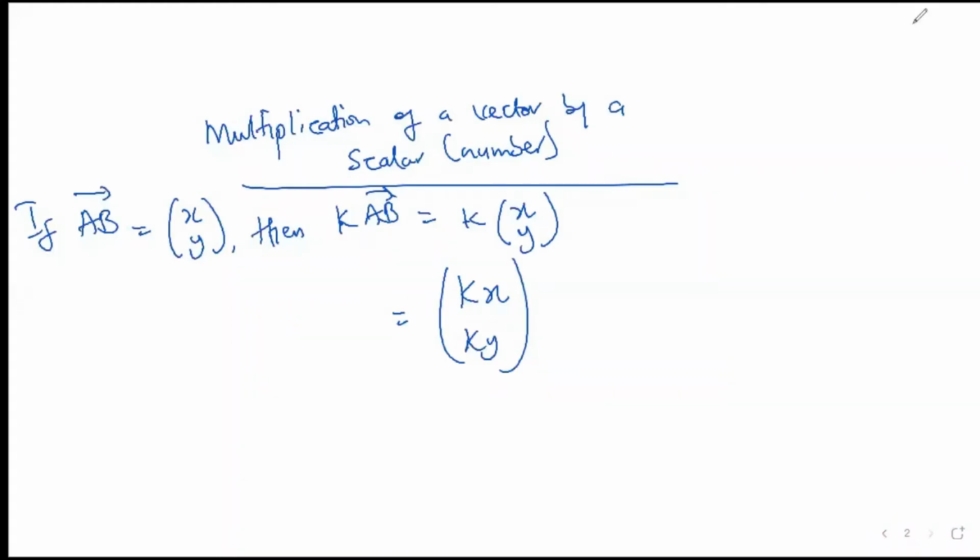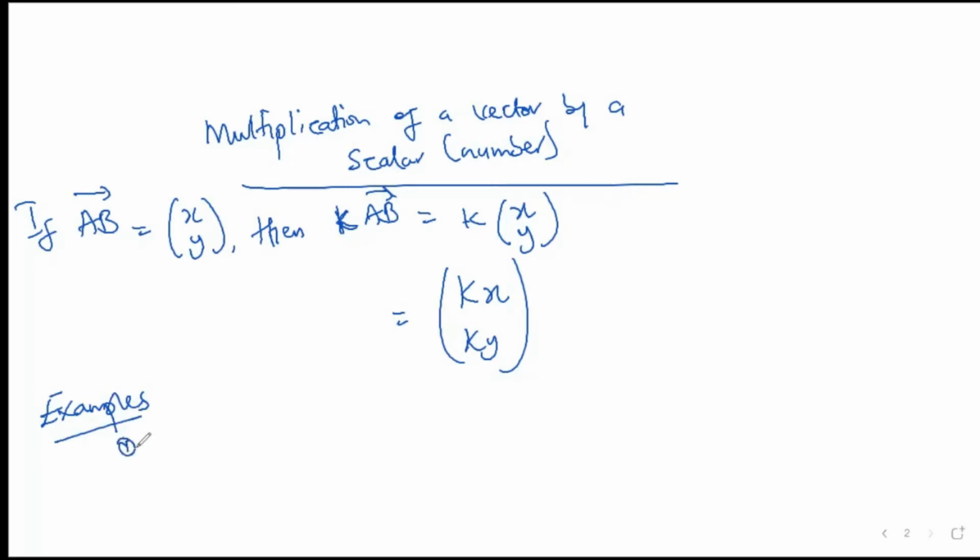All right. So multiplication of a vector by a scalar. Scalar means number. So that's one. Let's say if vector AB equals (x, y), then kAB means that you are multiplying this k, which can be replaced by any number, by everything inside the bracket. So now let's pick an example and see how we can multiply a vector by a scalar.